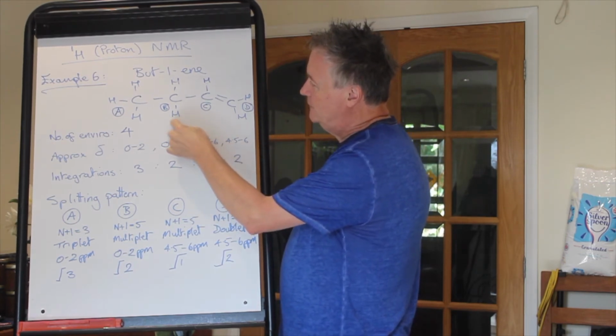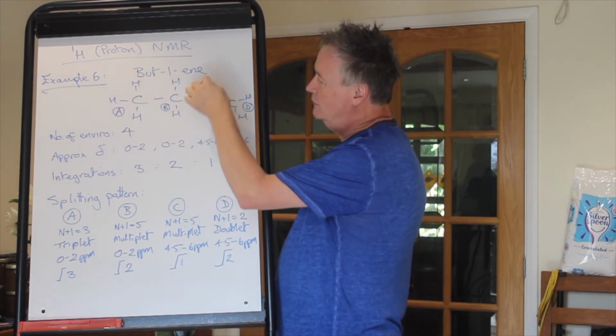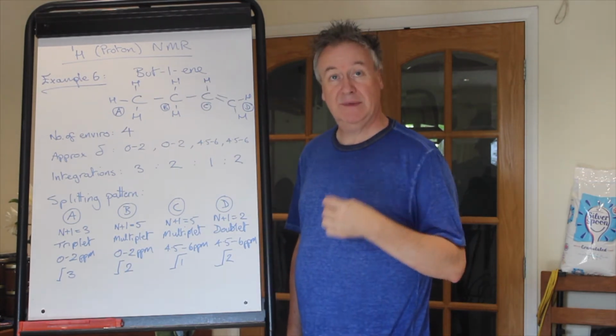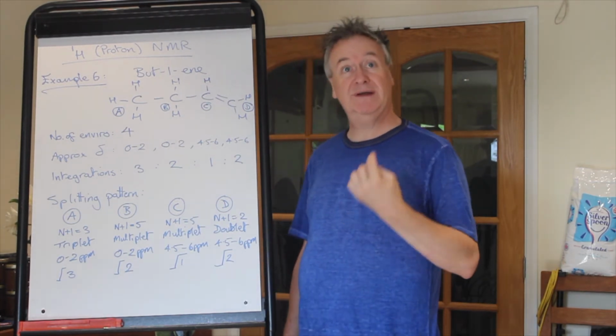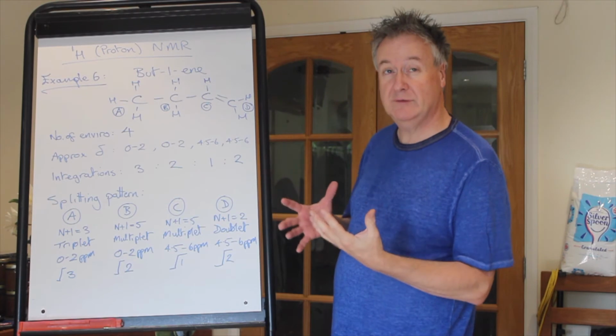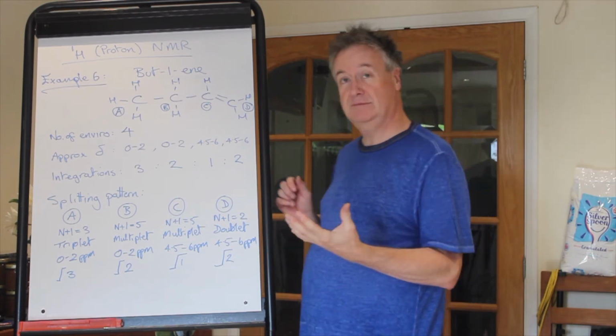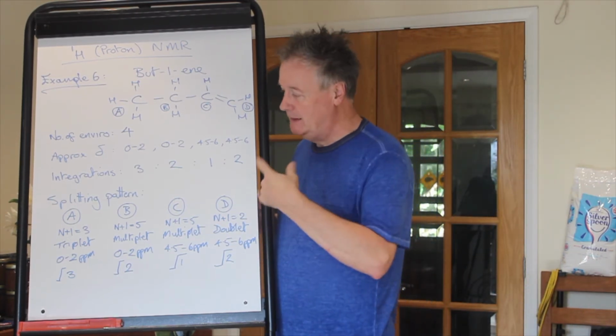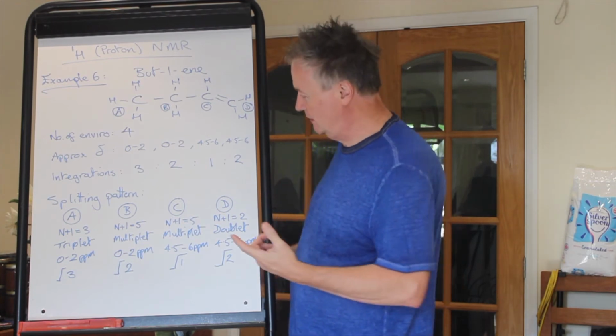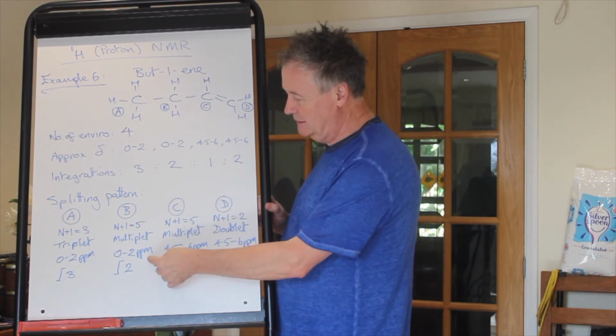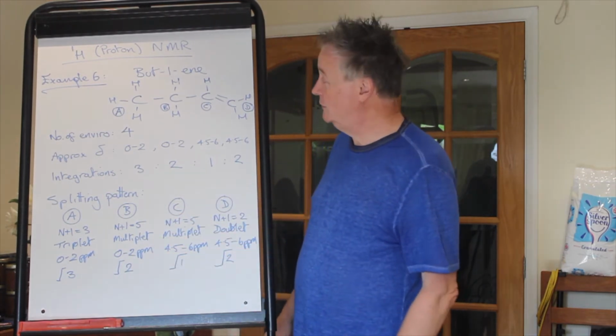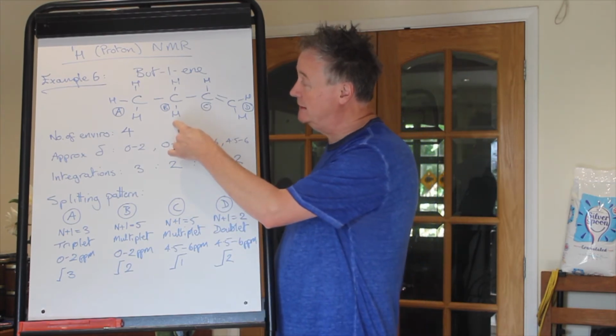Hydrogens B: 3 hydrogens on that side, 1 on that side. That makes 4. 4 plus 1 is 5. Now 5 would be a quintet, not giving it a proper name, but it would be termed a multiplet at most A-level courses. Again, 0.2, integral height of 2, because there are 2 hydrogens doing it here.